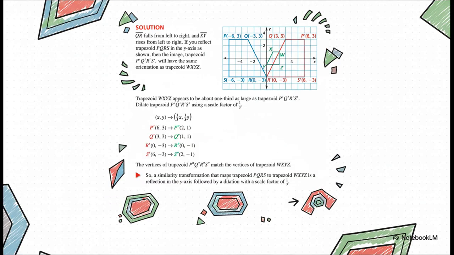So now that they're facing the same way, the only thing left to do is resize it. The red trapezoid is clearly bigger than the green one, right? By comparing the side lengths, we find our scale factor is 1/3. A dilation by that factor shrinks the red trapezoid down and, boom, it lands perfectly on top of WXYZ, case closed.